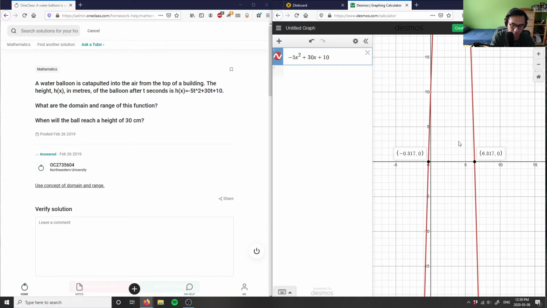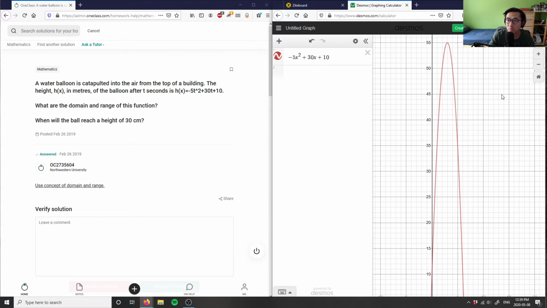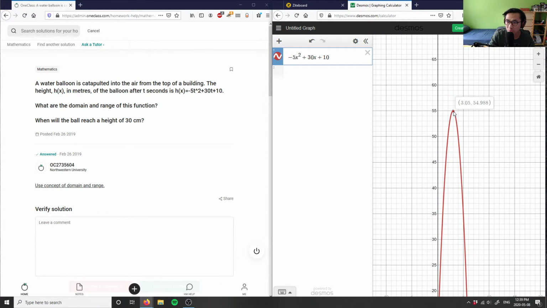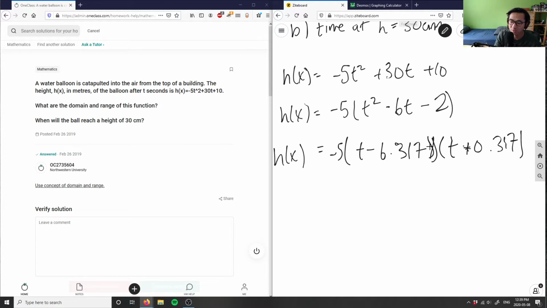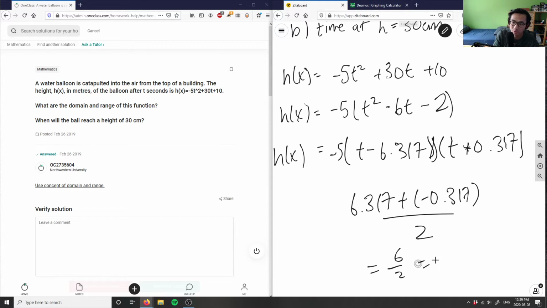So I can say here 6.317 minus 0.317 is going to give me 6. And then I'm going to divide that by 2 to get our vertex here, which is going to give me 3, right? So again, I'm using the equation of the axis to basically find the average, right? 6.317 plus negative 0.317 divided by 2. This is 6 divided by 2, which equals 3.